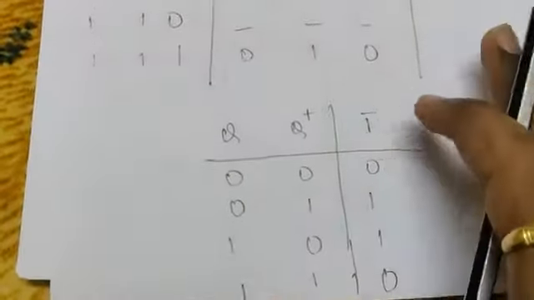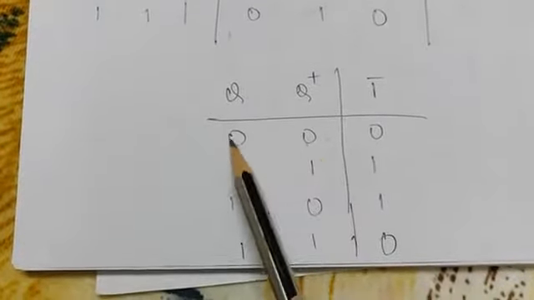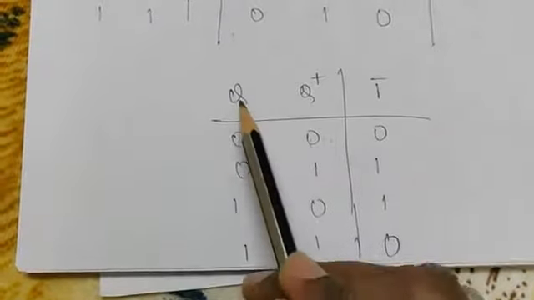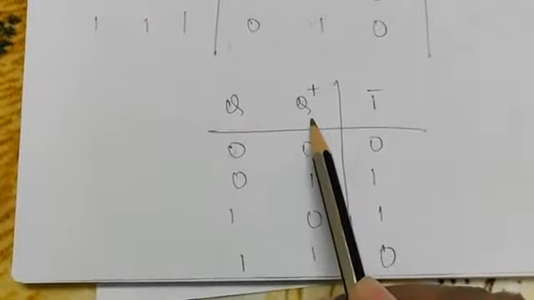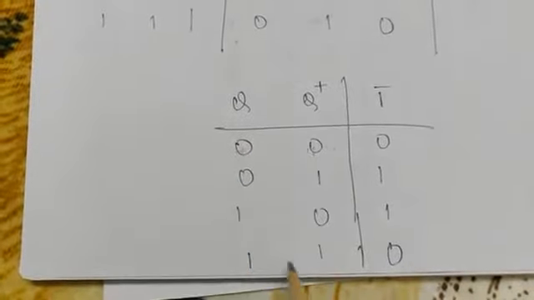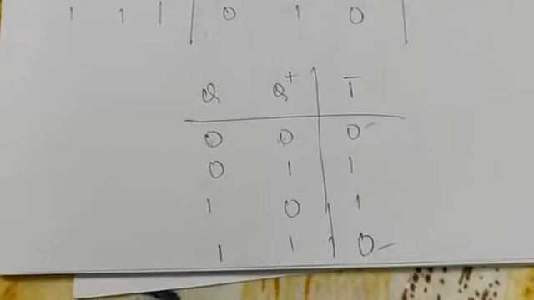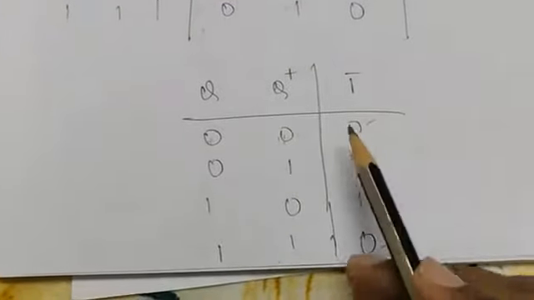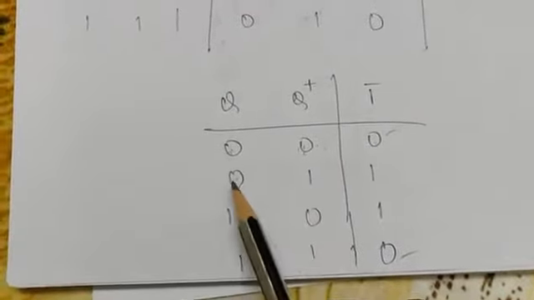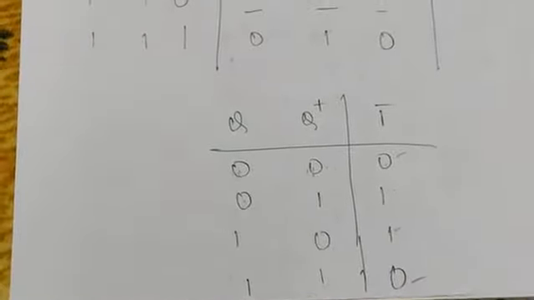So T flip flop is something like this. If the present state and next state both are same, 0 0, or it might be 1 and 1, like here it is 0 0, so present state is Q, next state is Q plus. So if both the data are same, like 0 0, 1 1, then the output will be 0. If the present state and the next state both are same, then the T will be 0. If the present state and the next state differ, like here it is 0, here it is 1, here it is 1, here it is 0, then the output will be 1.